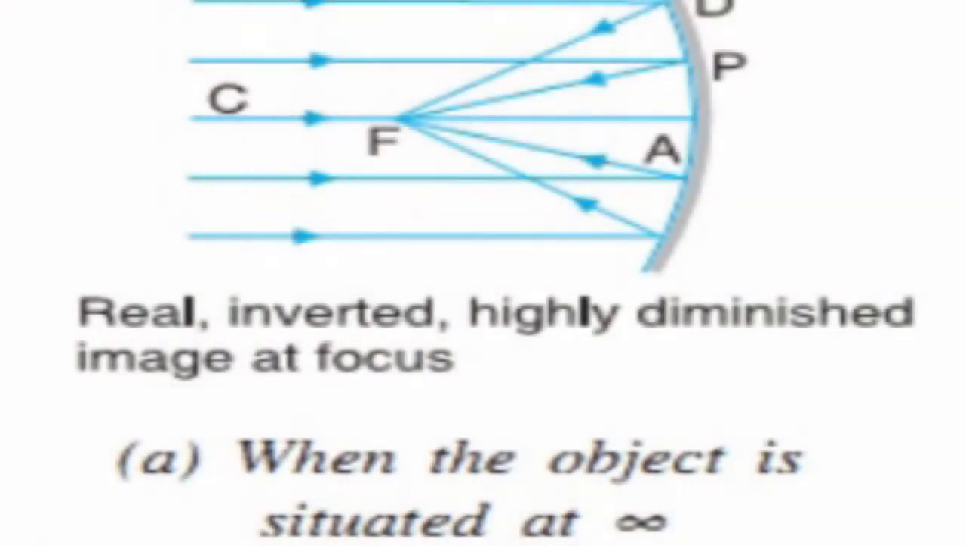Next, if our object is at the focus, in this case the image is formed at infinity, and the nature is real, inverted and enlarged, highly magnified. Because we cannot predict about infinity, we mention here enlarged or highly magnified. Then what happens if the object is at infinity? Then the image is formed at the focus. The nature is real, inverted and highly diminished. It's almost like a point size image.